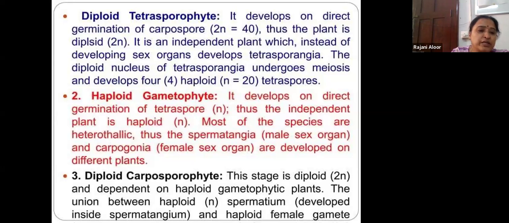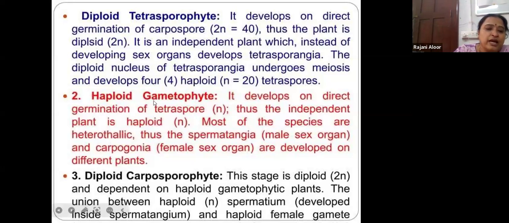The diploid nucleus of the tetrasporangia undergoes meiotic division and develops four haploid nuclei. These are the 4 haploid tetraspores. Now each and every tetraspore is at the n position, haploid condition. This is the diploid condition of the tetrasporic system.